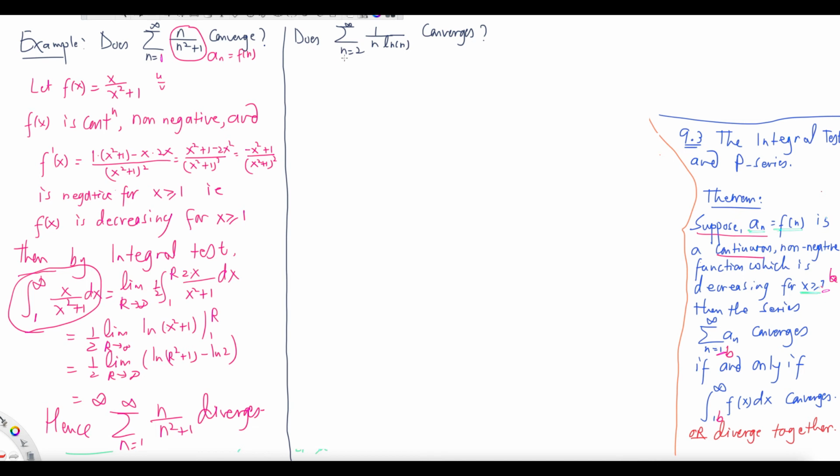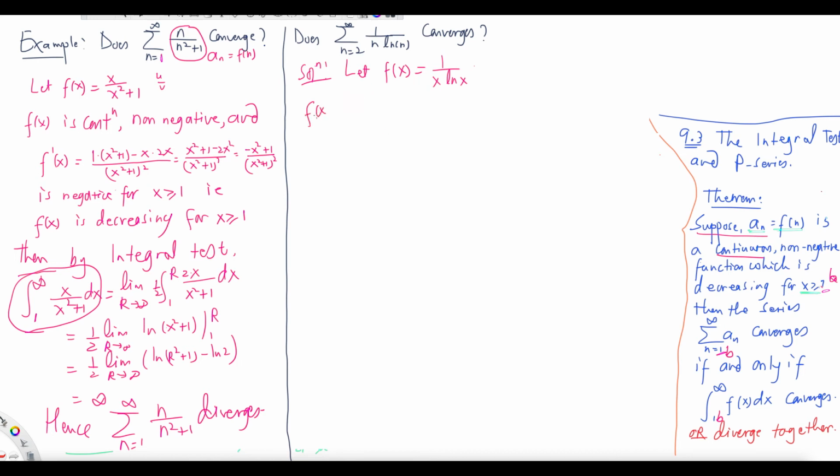Let us do this example. Does the sum from n equals 2 to infinity of 1 over n natural log of n converge or diverge? Let us do this. Solution: let f of x equal 1 over x ln x, replacing n by x. Is this function continuous? Yes, it is continuous. It is non-negative for n greater or equal to 2, and it is also decreasing. How do I know that it is decreasing? You can find the derivative. Let us do that.